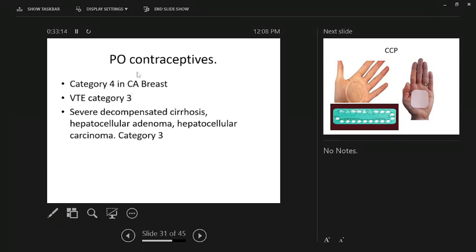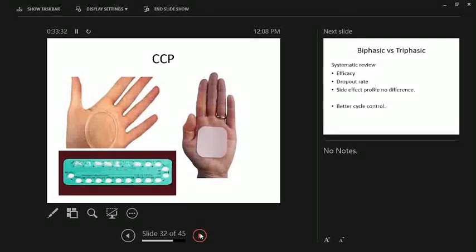And for progesterone only contraceptives, the contraindications, remember, if someone has carcinoma of the breast, we cannot use that. And VTE, venous thromboembolism, we cannot use that. Decompensated cirrhosis, because those things get metabolized in the liver.